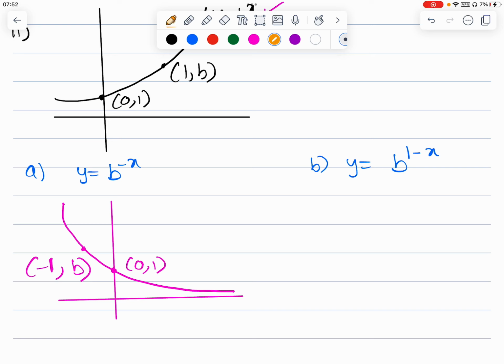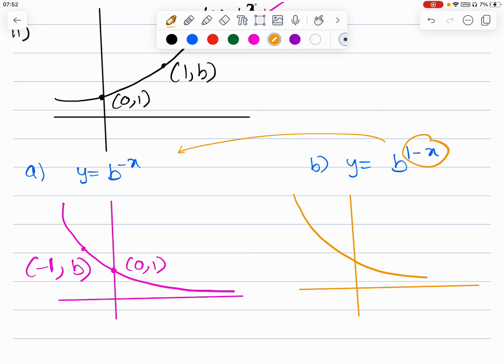Now b to the power of 1 minus x also belongs to the same b to the power of minus x family, so it is also still a decreasing function. Now if I plug in 0, it becomes b to the power of 1 minus 0, which is b to the power of 1. So this point becomes (0, b). I need another point, so what am I going to do? If I plug in x equals 1, it becomes b to the power of 1 minus 1, b power 0, which is 1. So (1, 1). This is going to be the graph for y equals b to the power of 1 minus x.